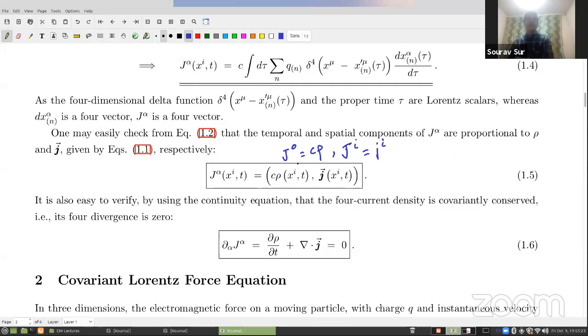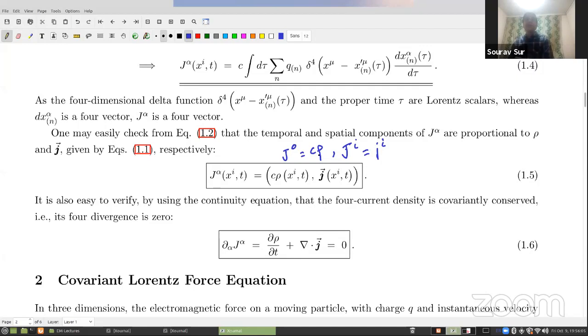So that means we have defined a covariant current which encodes both the charge density and the current density. Note this: from now on, we'll just refer to this current. We'll not refer to any charge density at all. So we'll just need to work with only the current conservation. The charge is already encoded in the 4 current.